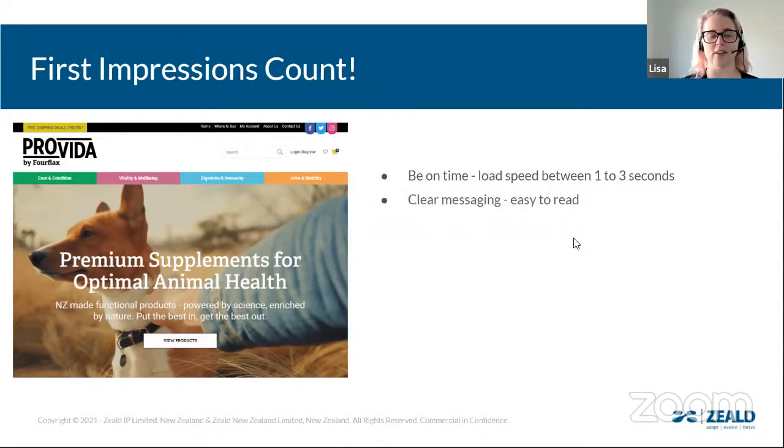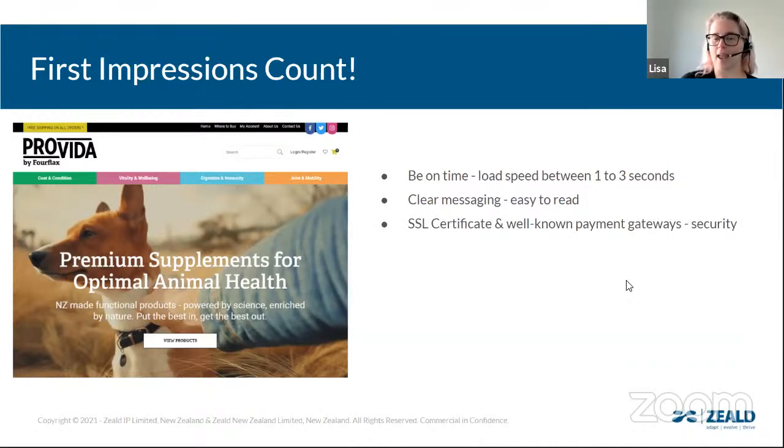The next thing is having very clear messaging that's very easy to read. You don't want anyone coming to your website to be hunting for information. You don't want anyone coming to the website to be trying to guess if they're on the right site or not. Most of the time, it means they'll go somewhere else.